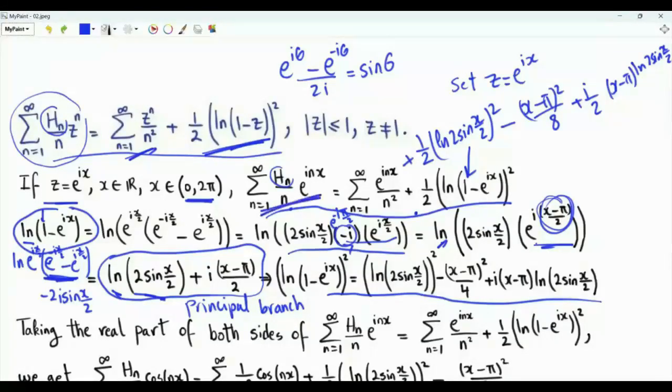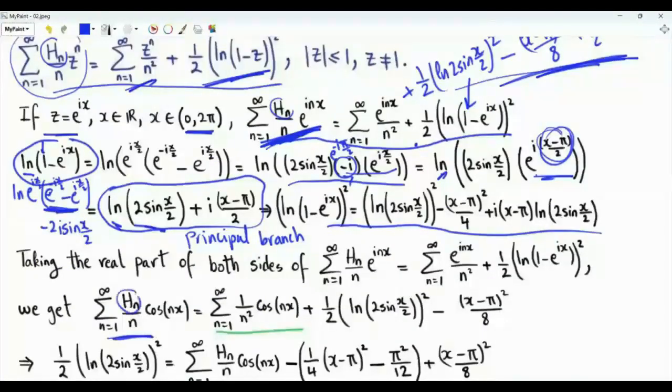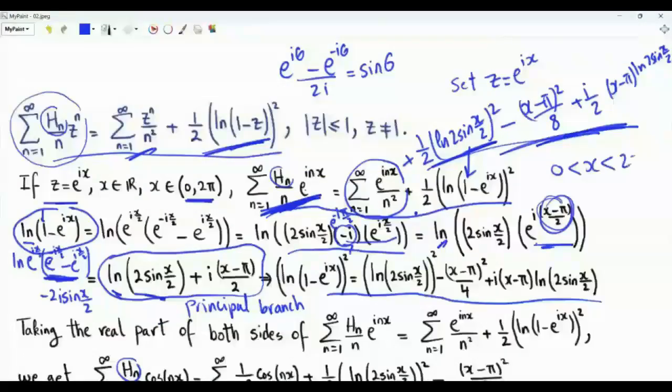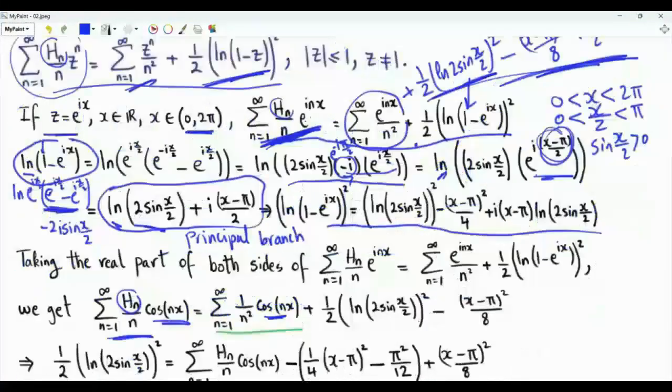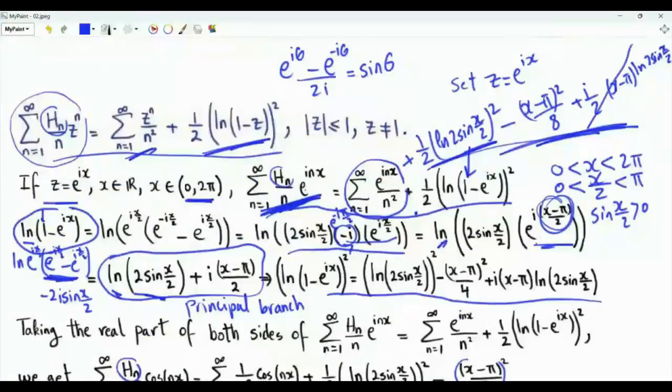Our next step is to take the real part of this side and equate it to the real part of that side. On the left-hand side, we will have the summation with the nth harmonic number. The real part of e to the i nx is cosine nx. The real part from here will be summation n from 1 to infinity of 1 over n squared cosine nx. This term here is real. Note that x is from 0 to 2 pi, so x over 2 is between 0 and pi. Thus sine x over 2 is strictly positive. Then we have minus 1/8 of the square of x minus pi.